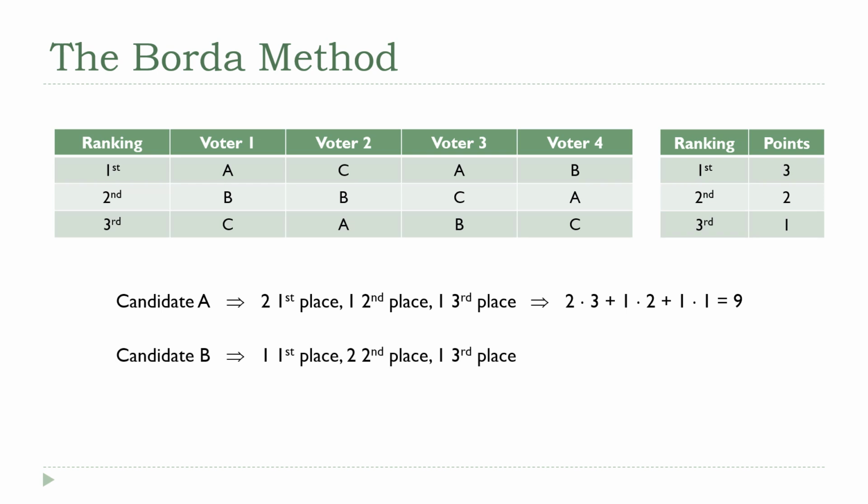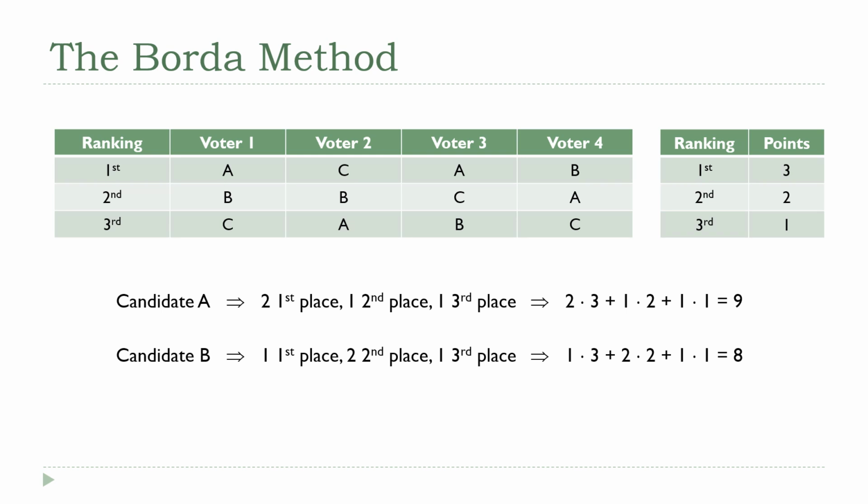Candidate B, on the other hand, has 1 first place, 2 seconds, and 1 third. Again, we're going to do the exact same arithmetic, the exact same procedure. That's 1 times 3 for the first place, 2 times 2 for the 2 seconds, and 1 times 1 for the third. That's going to give us a total of 8.